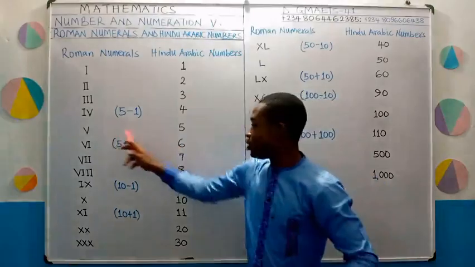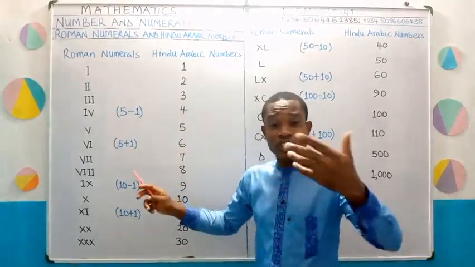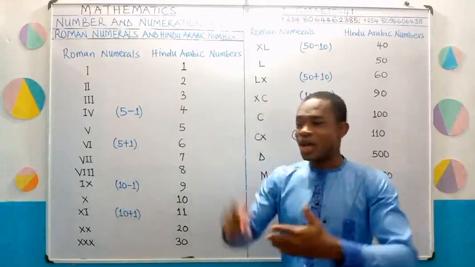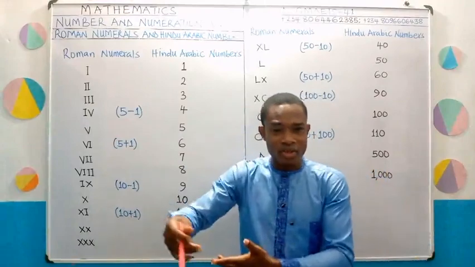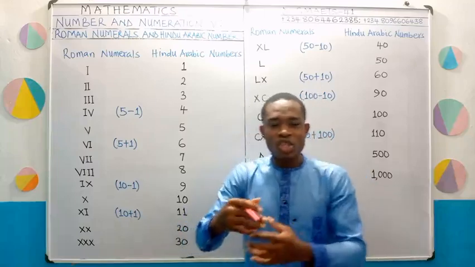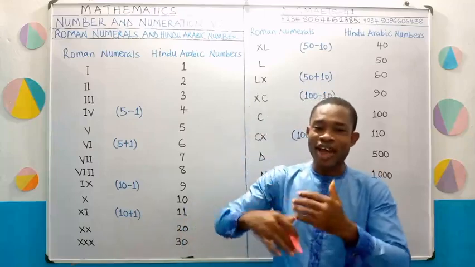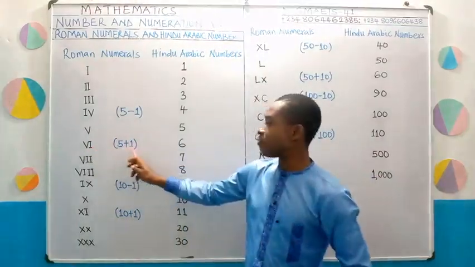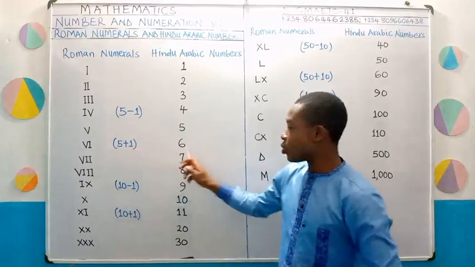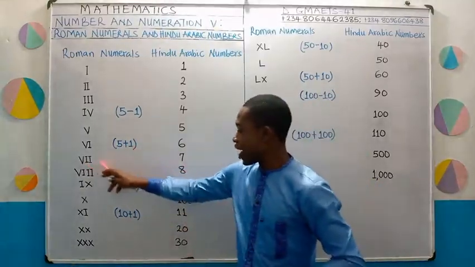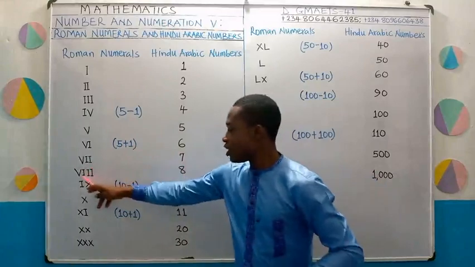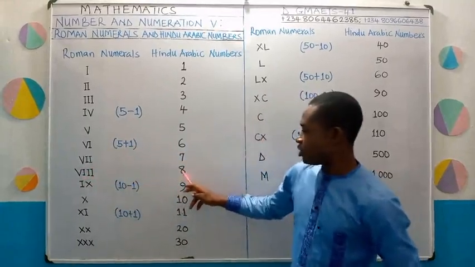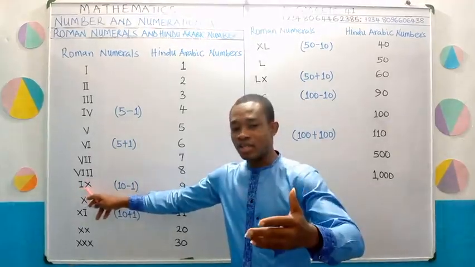The next we have V, which is 5. After V, which is 5, you talk about 6. 6 will now be that V plus 1. Is that not so? V plus 1, which means you should have the smaller number coming after the bigger one. You can say that VI, giving us 5 plus 1. That is equal to 6. You go again, VII equal to 7. VIII equal to 8. Now 9 is IX.